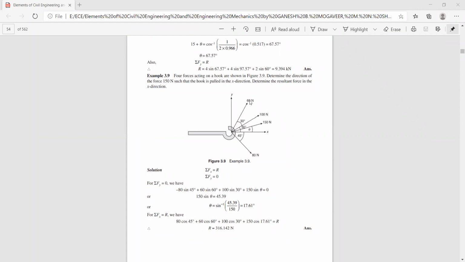And this is the 60 force, which is 30 plus 30, so 60 cos 60. Thereby you get the magnitude of the resultant. It's a very simple problem. The only thing is you need to go through the problem, understand it, and find out whether the resultant is acting along the x direction or y direction. Thereby, putting these conditions, you can find the unknown angle and also the magnitude of the resultant.